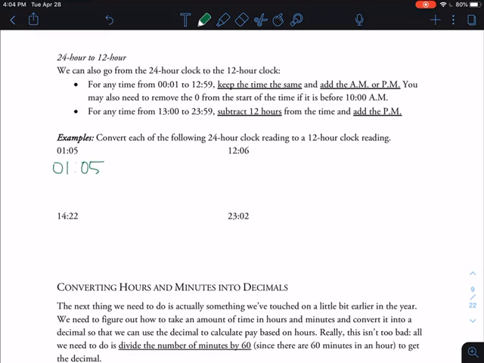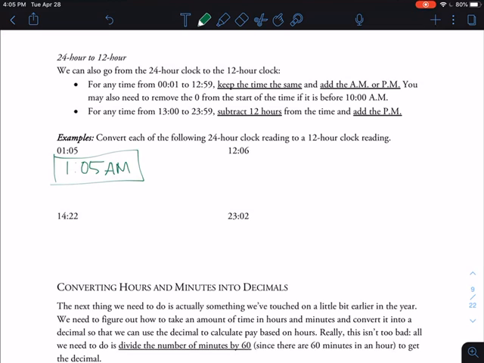We're going to add AM or PM. Because this is before 12, before noon, it's in the morning. Or in this case, kind of the middle of the night, really. And then we're going to remove the 0 because this is before 10 a.m.